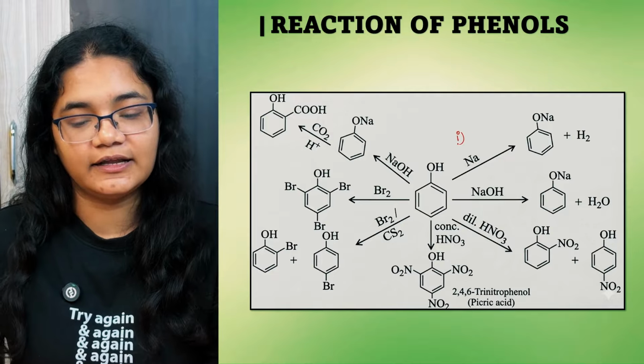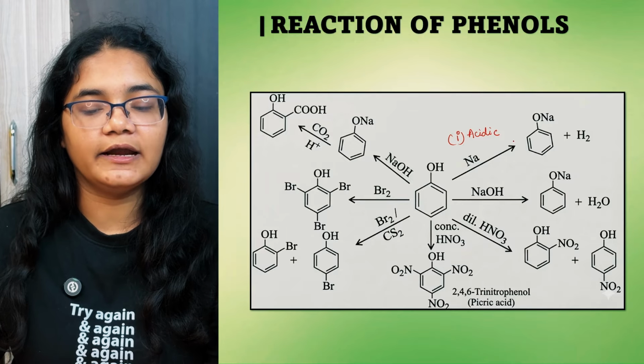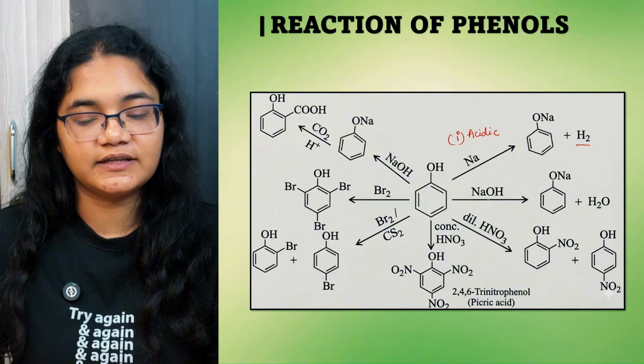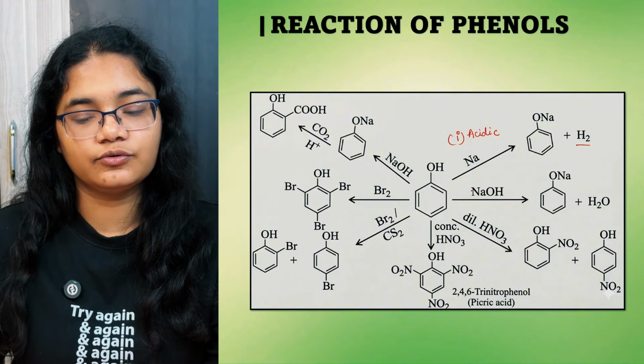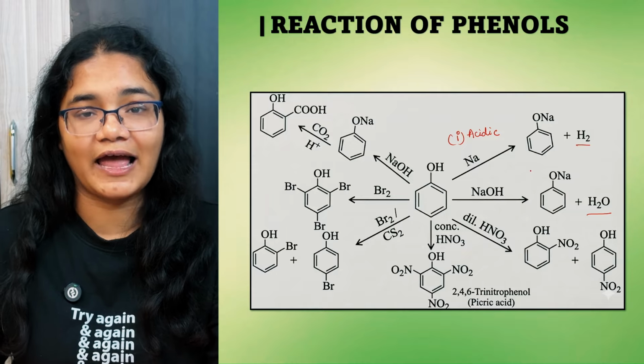So under acidic nature, the first reaction I have is reaction with the metal. Okay. Here also, it reacts to give you salt plus H2 gas. The second reaction is the reaction with a base. Okay, it is acting as an acid. This will react with base to give you salt plus water. So these two reactions show the acidic nature of alcohols.